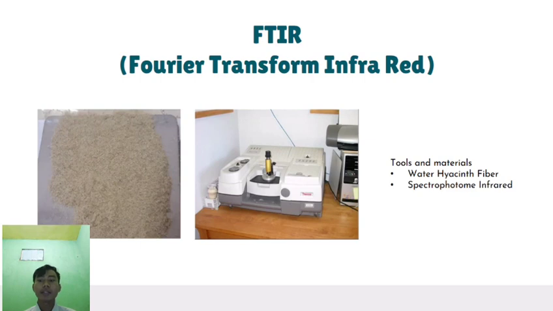FTIR, Fourier transform infrared. In the FTIR test, the test specimen is a compound powder. The powder tested is fiber powder without immersion, 0% and 5%, using a tool to identify compounds. The tool is an infrared spectrophotometer. The analysis is done by looking at the resulting spectrum, where the specific peaks indicate the type of functional group of the compound.